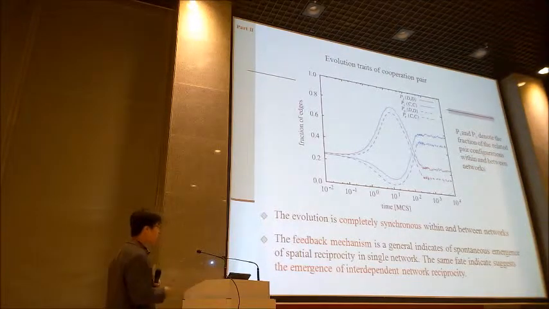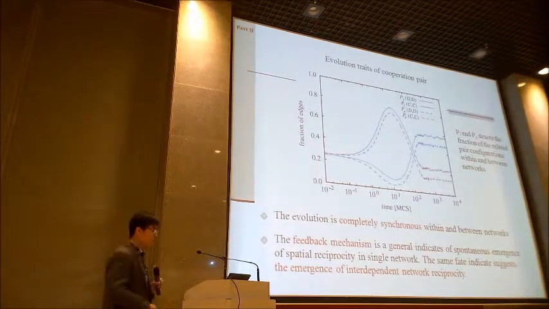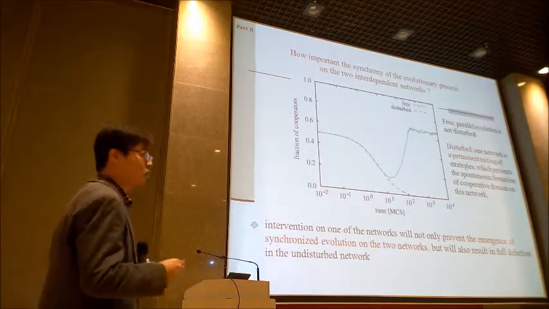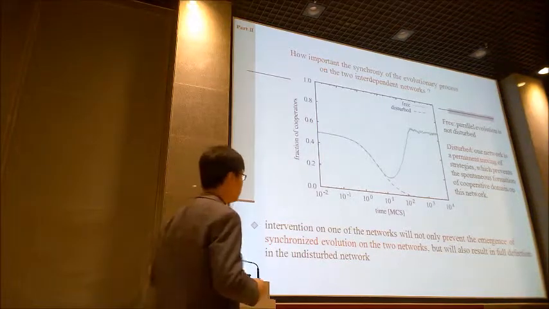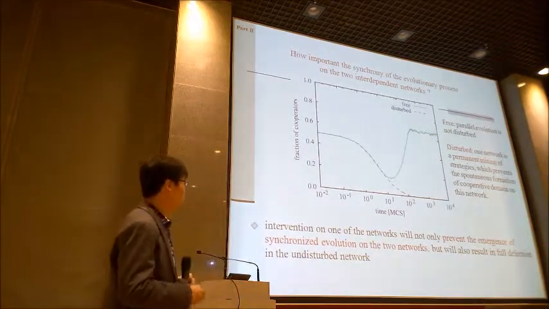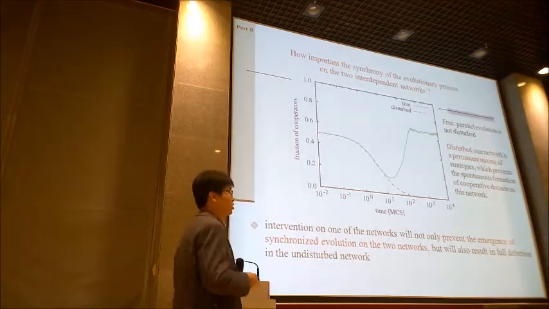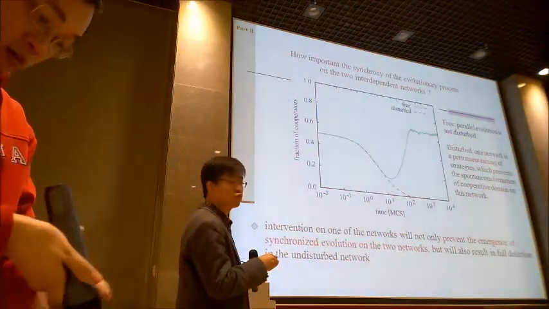So the question becomes, how important is synchrony for the evolution process on both networks? To answer this question, we explore the time cost for two particular cases. The first case is free, there's no disturbance. Another case is disturbed, which means one network is a permanent mixing of the structures.